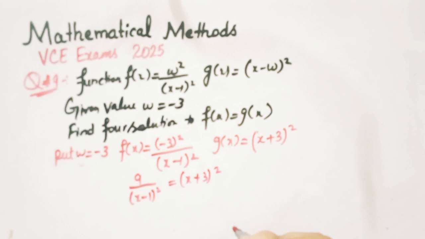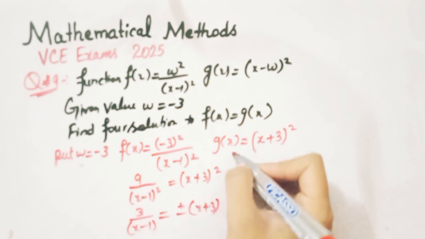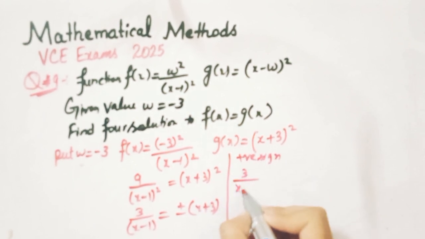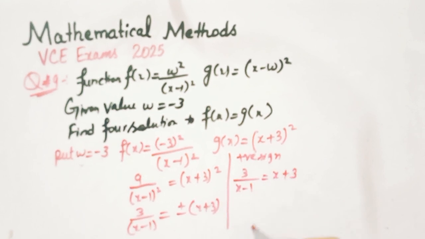So our equation will become 3 by (x minus 1) equals plus or minus (x plus 3) when we take the root on both sides. So for the positive sign, 3 by (x minus 1) equals x plus 3. Multiplying both, 3 equals (x minus 1) into (x plus 3). Then when we multiply, we get 3 equals x squared plus 2x minus 3.